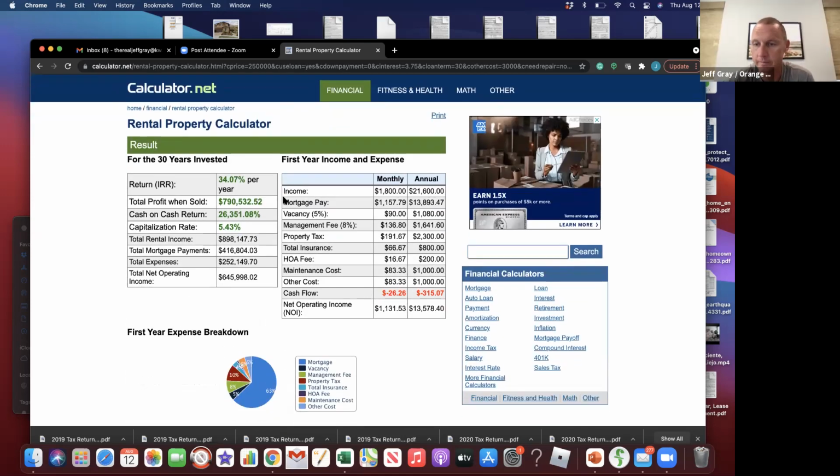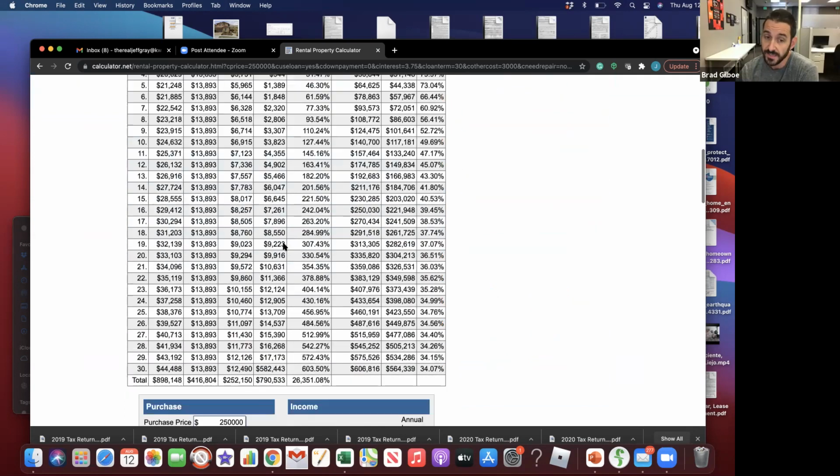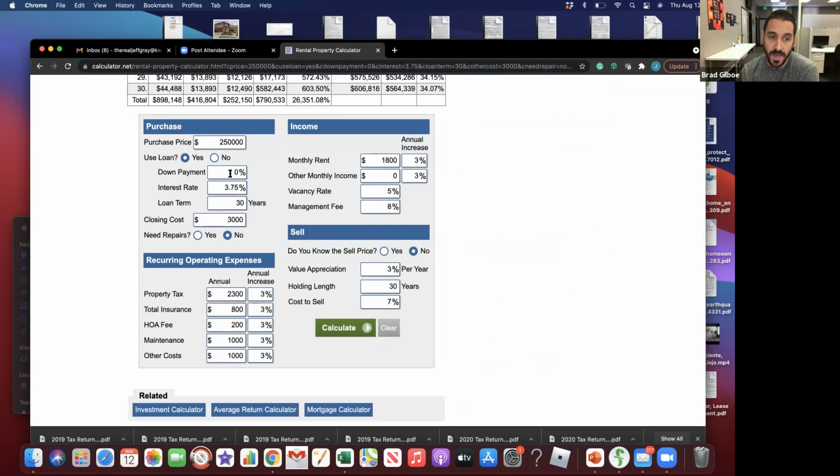Can you go up to the top? So Brad, what's your take on this? 34% per year sounds insanely awesome. Well, that's the internal rate of return. I think, look, this looks good. To Jeff's point, it's not cash flowing, right? So whatever money he has to put in, which in this scenario he's putting zero money down. But if he did have to put 25% down and he's getting no return on his money, then that's different, right?